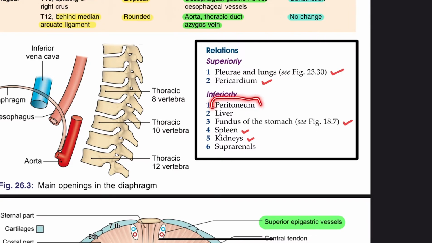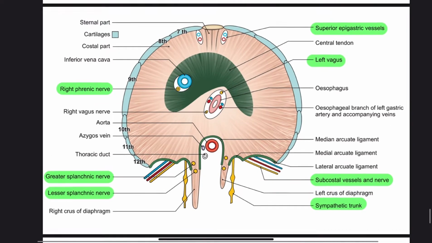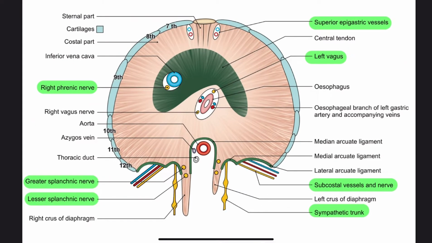The peritoneum, that's very obvious, and all the major solid organs like the liver, the fundus of the stomach that is covered by the diaphragm anteriorly. And the spleen, the kidney, and the suprarenals. And again, we have one diagram here in which you can appreciate Larrey's space, the foramen of Morgagni, from which the superior epigastric vessels pass.